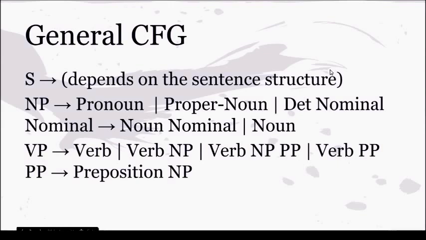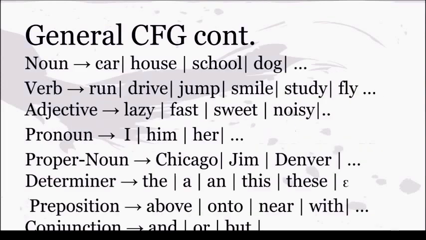So this is a generalized CFG that we found. What's important to note is that the first variable S depends on the type of sentence structure, but the rest of the CFG stays the same. This CFG is broken down into the basics such as nouns, verbs, and pronouns. This is a continuation of the previous CFG. As you can see, these are terminals that have specific examples. So this version of CFG covers everything from nouns, verbs, all the way to prepositions and conjunctions.